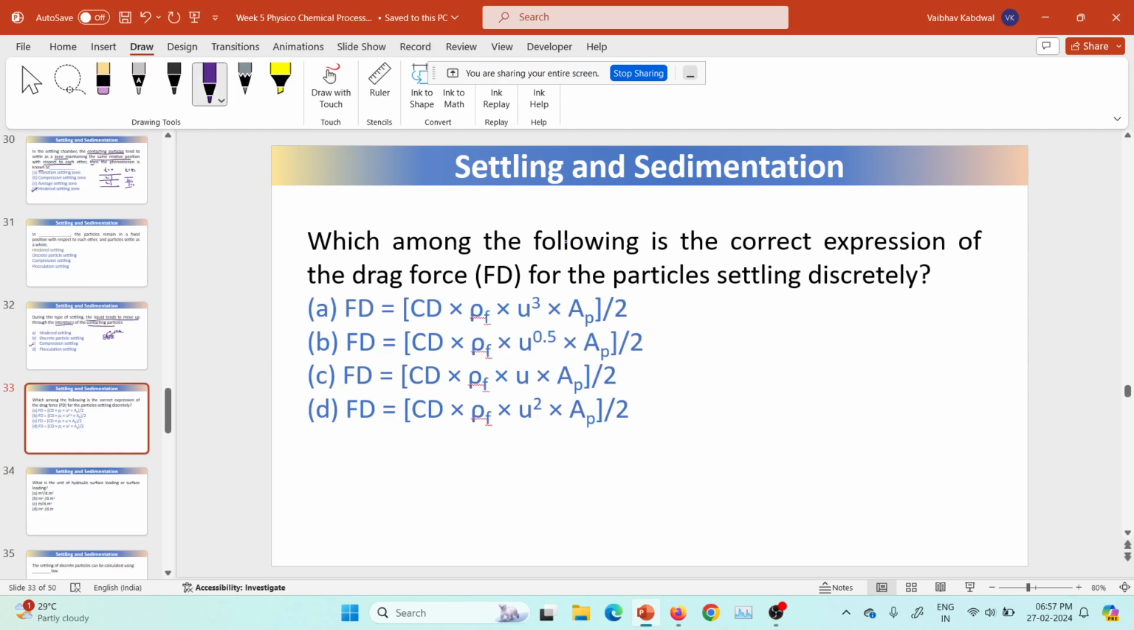Which among the following is the correct expression of drag force for a particle settling discretely? You might have studied this in fluid mechanics. Drag force is half CD rho A u squared, where A is the projected area and u is the velocity. So the answer is D.